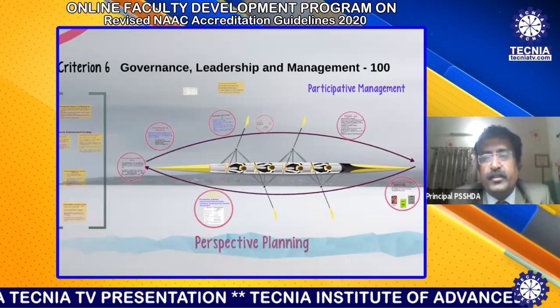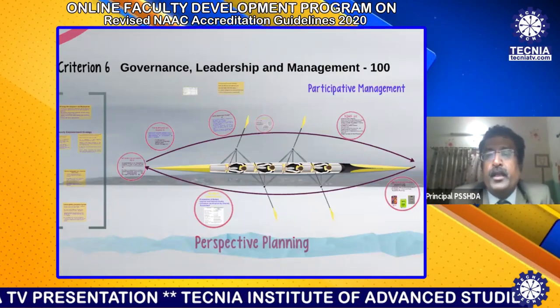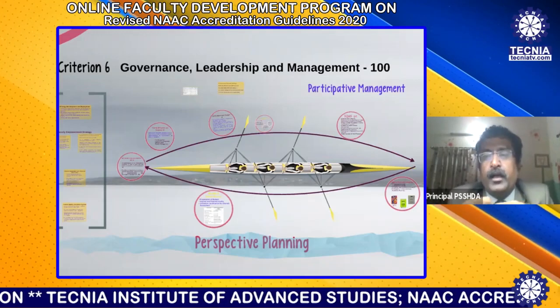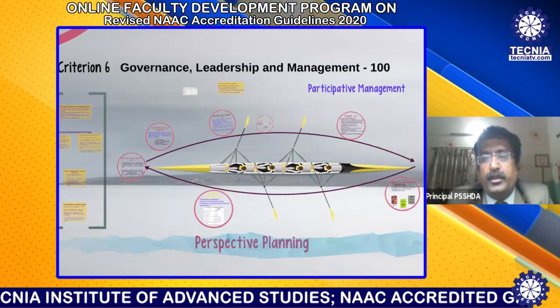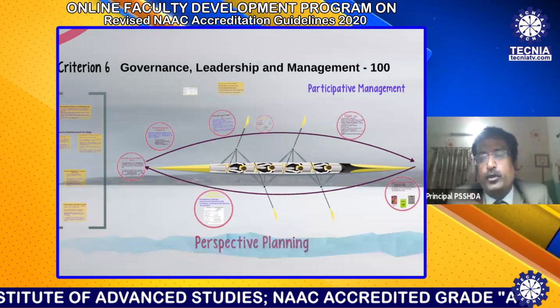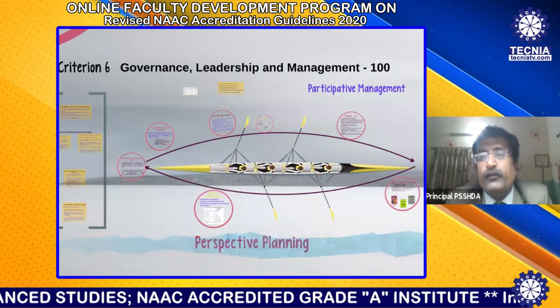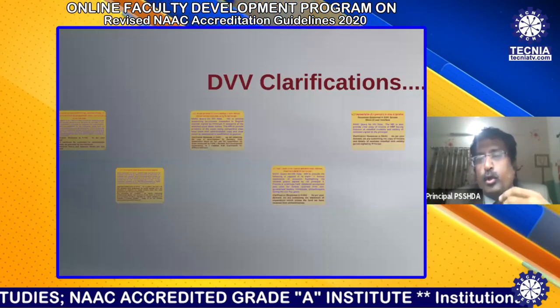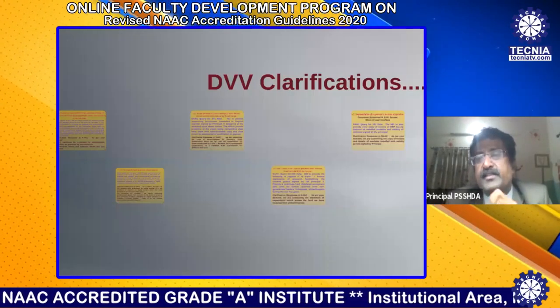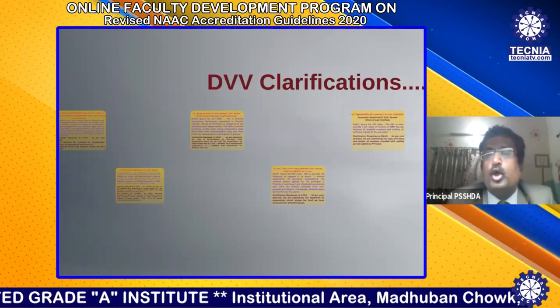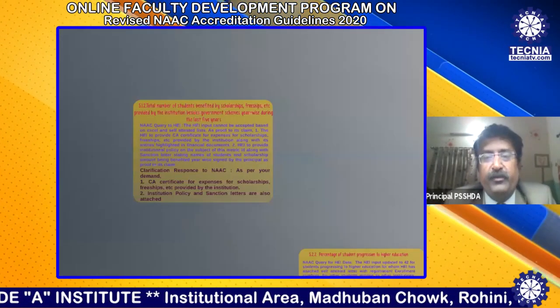So I think with these kinds of documents, you can easily have your criterion number 5 and criterion number 6 documents. I would like to share a few difficulties which we faced during our NAAC accreditation cycle. See what kind of questions or queries the DVV agency may give to us, and which kind of documents we have to submit to the DVV agency.